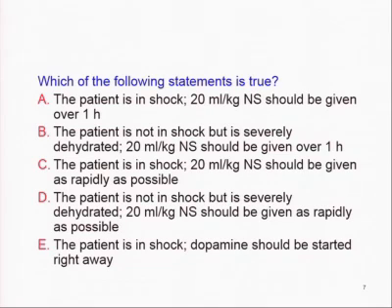A, the patient is in shock. 20 ml per kilo of normal saline should be given over 1 hour. B, the patient is not in shock, but is severely dehydrated. 20 ml per kilo of normal saline should be given over 1 hour. C, the patient is in shock. 20 ml per kilo of normal saline should be given as rapidly as possible. D, the patient is not in shock, but is severely dehydrated. 20 ml per kilo of normal saline should be given as rapidly as possible. E, the patient is in shock. Dopamine should be started right away.